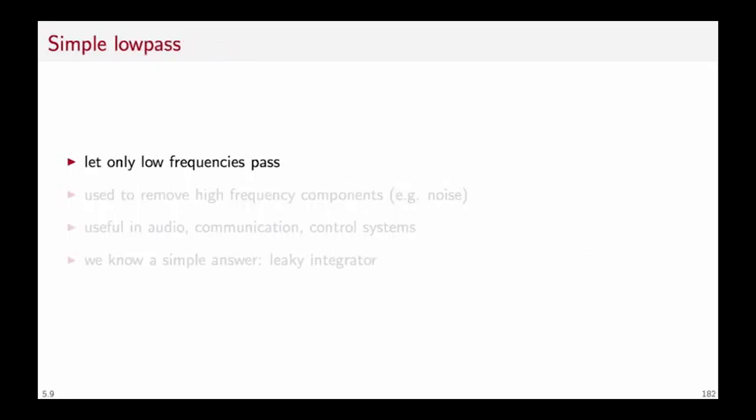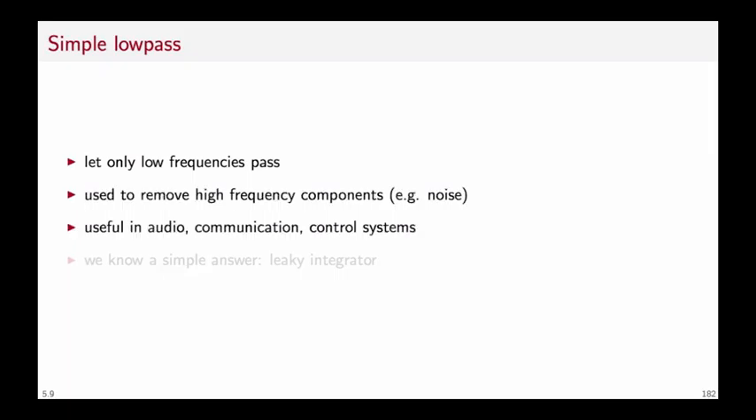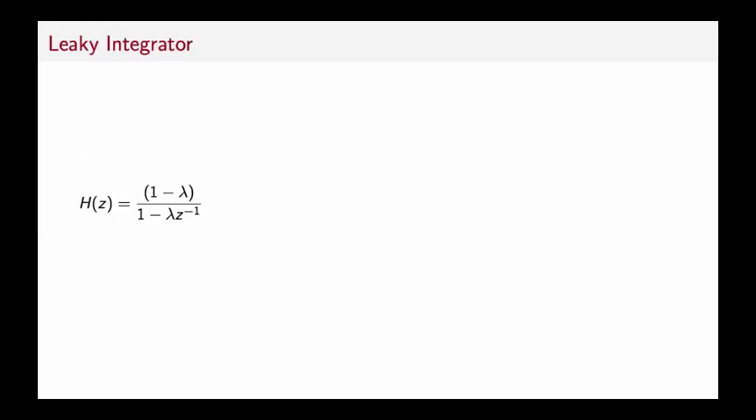Consider the problem of designing a simple low-pass. We want the low frequencies to go through, we want to remove the high frequencies, and we can use such a filter in audio problems, in communication engineering, or in control systems. We have seen a very simple example of a low pass, which is the leaky integrator. We know its transfer function by heart, and we also know the CCDE.